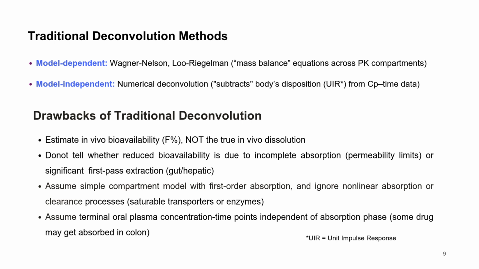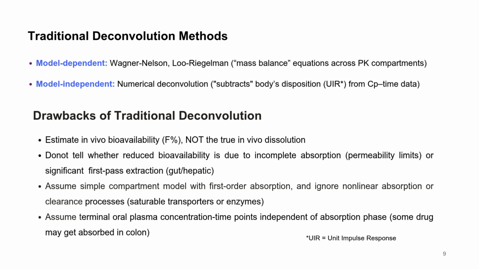Traditional deconvolution approaches fall into two categories: model-dependent and model-independent methods. Model-dependent methods like Wagner-Nelson and Liu-Riegelmann use mass balance equations across pharmacokinetic compartments to estimate the fraction absorbed over time. Model-independent methods use numerical deconvolution. Numerical deconvolution works backward. It subtracts the body's disposition, or unit impulse response UIR, from the observed plasma concentration time profile to calculate the unknown in vivo drug dissolution or absorption rate.